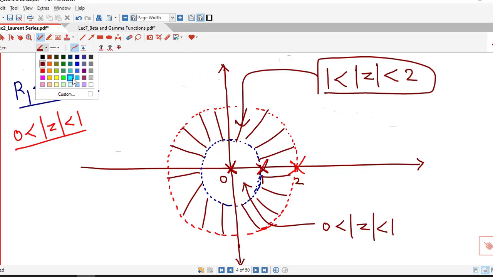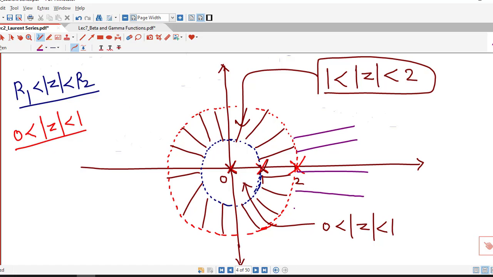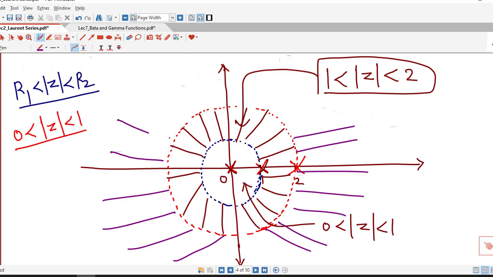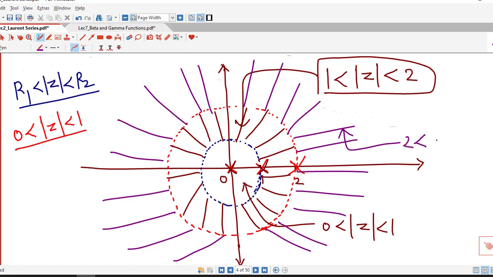And if we consider the region outside the circle mod z equal to 2, this region is unbounded. The function is analytic at all the points outside this circle. So here absolute value of z is greater than 2 and there is no upper bound, so that is another domain: 2 less than mod z less than infinity. Because our function is not analytic at z equal to 0, 1 and 2, we have 3 different annular domains in which the function is analytic.